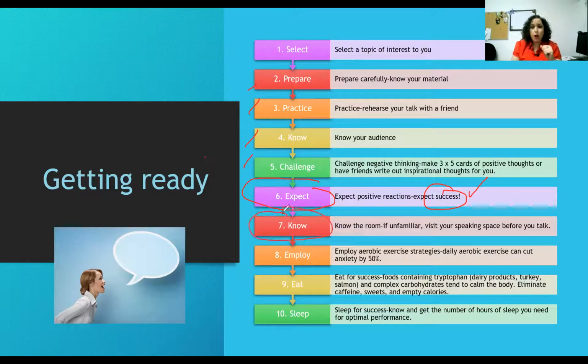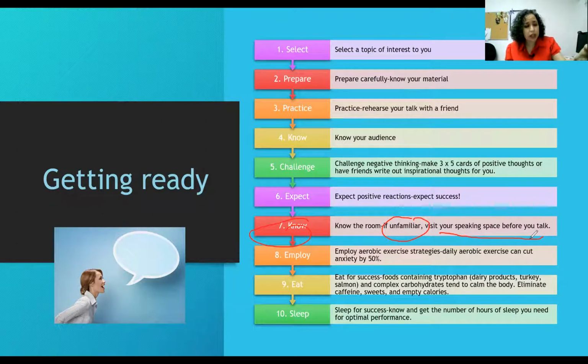Next will be the no. Okay, we have a no in number four, but now we have a different no. The no in number four is about getting to know your audience because you need to know them before you start speaking for them. But on number seven, we have the no, the room, the space. The space will help us to become less nervous and more confident. We need to know the room. It shouldn't be unfamiliar. We should be able to visit the speaking space before we speak. We should be able to visit that place. Can we do that? Of course.